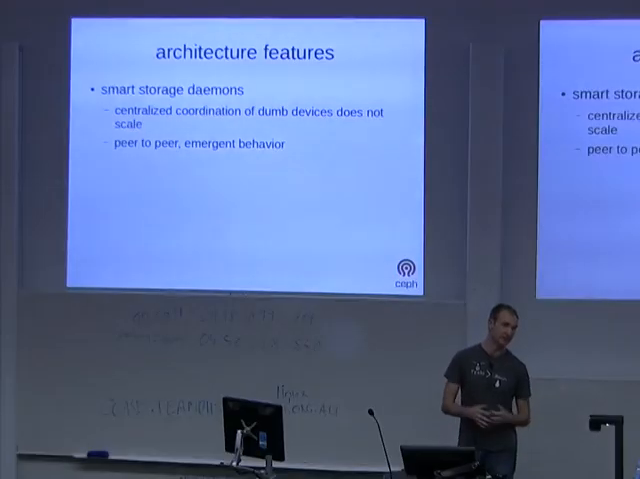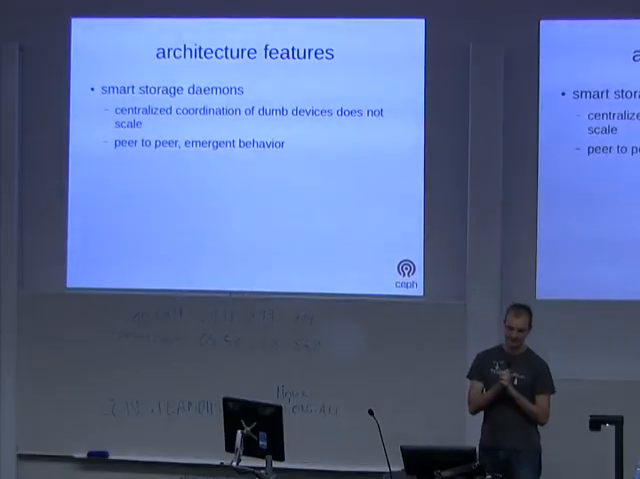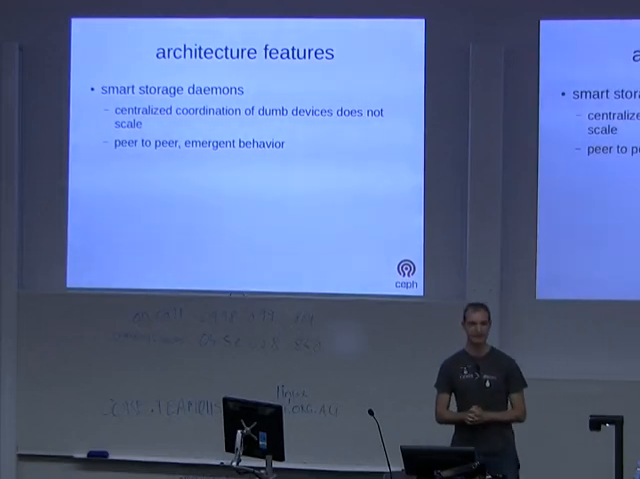Some very basic architectural features. Ceph is designed around a number of smart storage daemons. The basic motivation here being that centralized coordination of a large number of very dumb devices is a lot of work and doesn't tend to scale very well. So Ceph takes an alternative approach where we have a number of what we like to think are very smart devices, or smart daemons running on top of stupid devices. And they use peer-to-peer type protocols to coordinate and have some sort of emergent behavior that gives you the strong consistency and replication and so forth that you want.